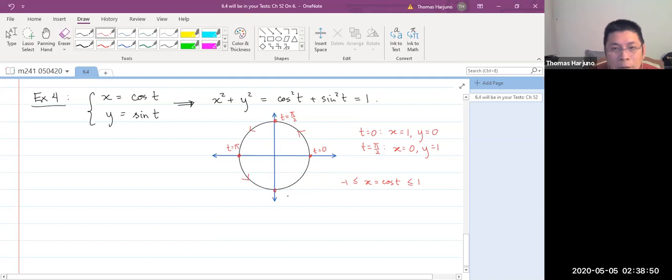However, not only do we get the whole circle as the curve, we can also tell at the same time at what time each coordinate is located. So not only the shape, but also at what time we get which coordinate. Now, this is the one that you have to memorize.